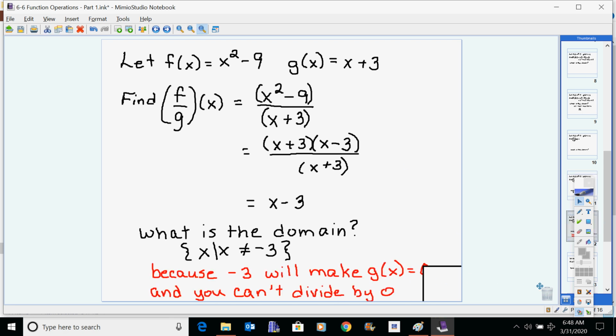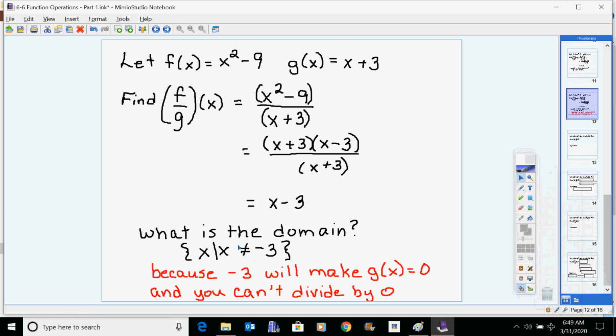X cannot equal negative 3. This is all x such that x does not equal negative 3. It can be anything else in the whole universe except that. And a lot of times a domain will show the restrictions in this form.